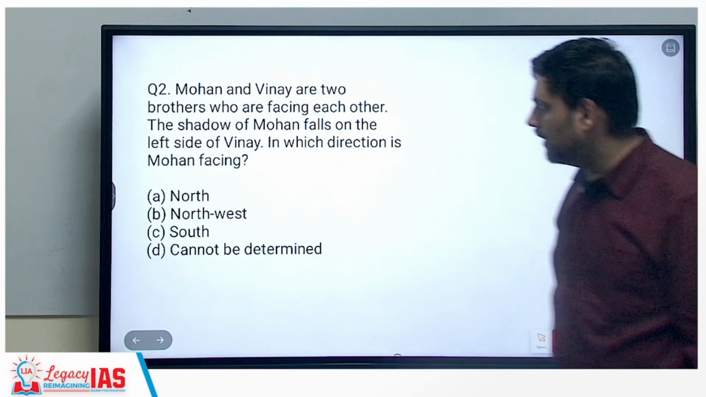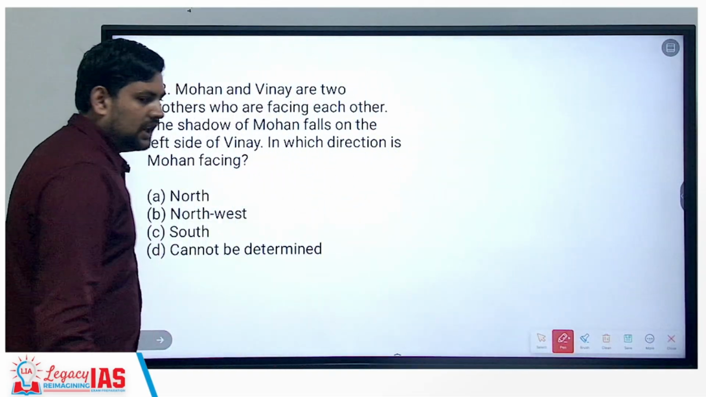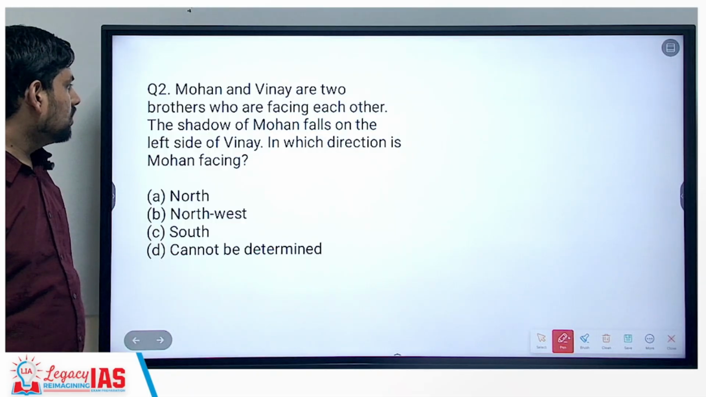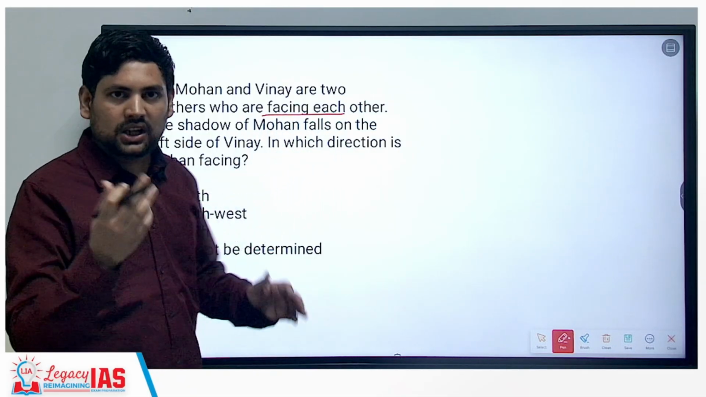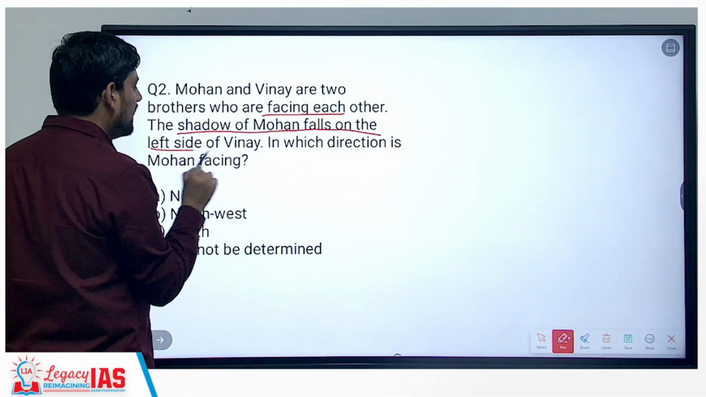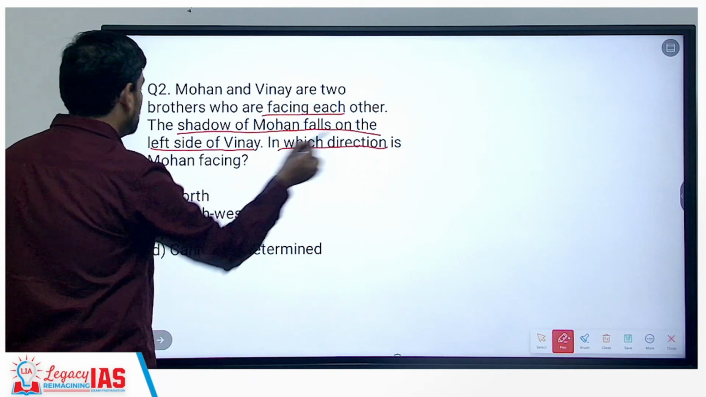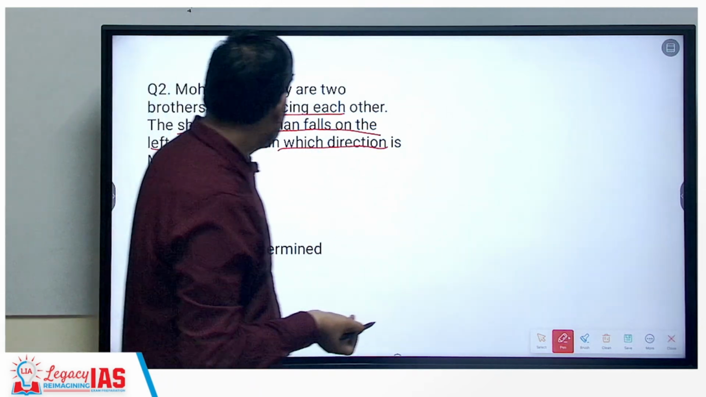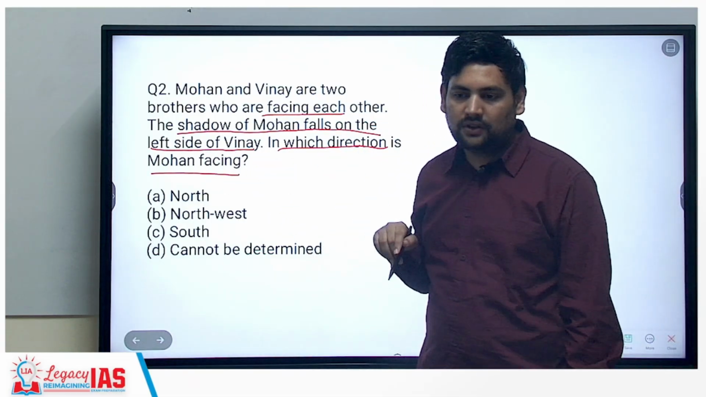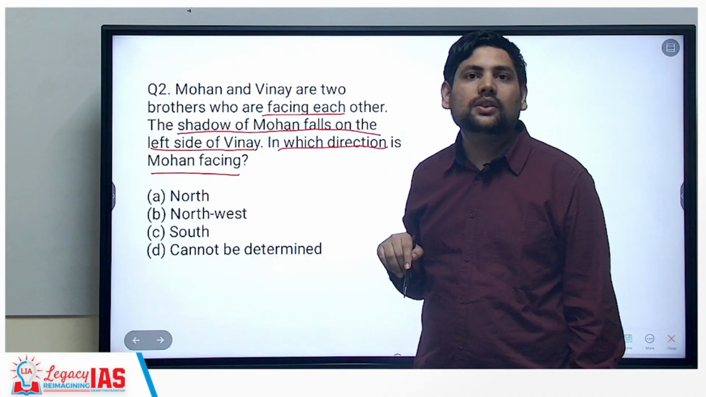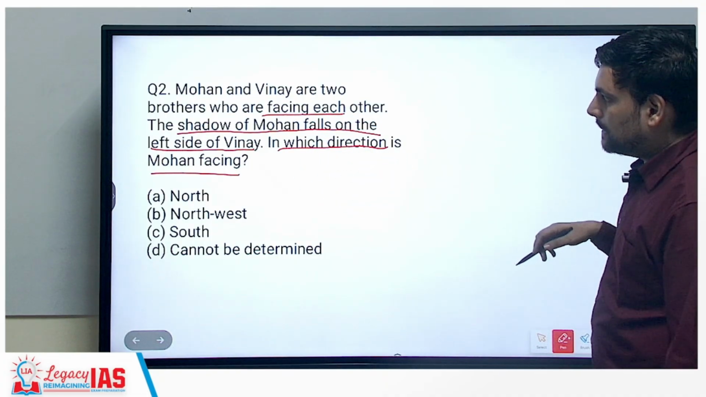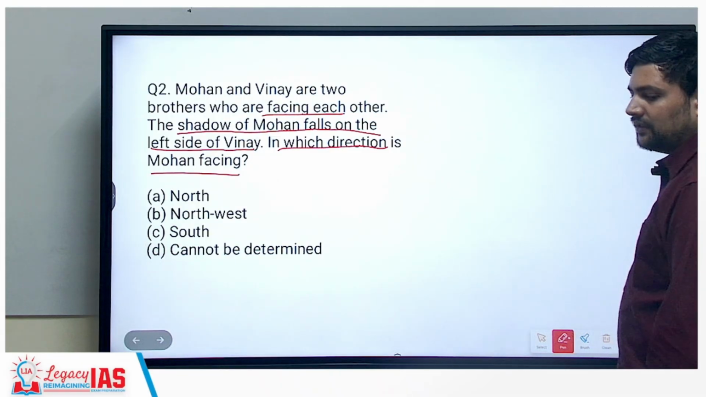Now this is Mohan and, you can pause and try. Mohan and Vinay are two brothers who are facing each other. So now they are looking towards each other. The shadow of Mohan falls on the left side of Vinay. In which direction is Mohan facing?